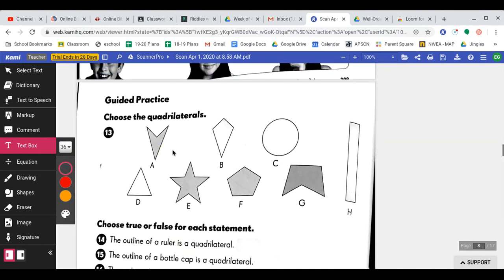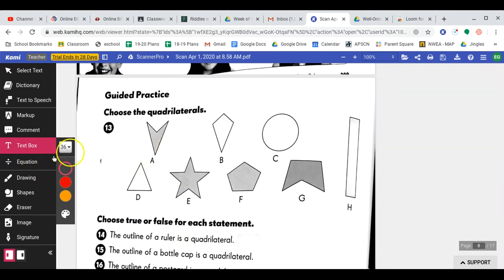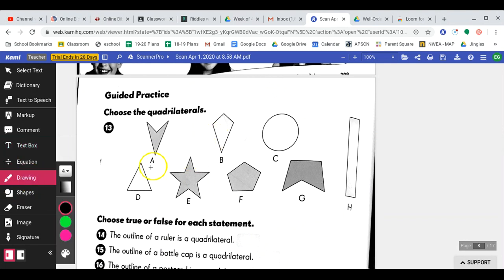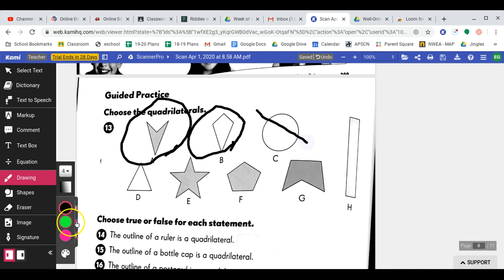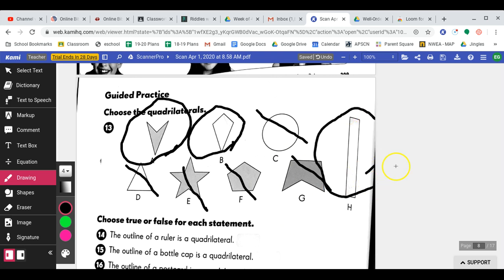On the next page, page 310, it says choose the quadrilaterals. I want you to help me out with this. Is this a quadrilateral? Yes, we don't have a specific name for that kind of quadrilateral, but it is one because we can count the sides and angles and vertices to be 4 each. Is this? Yes. Quadrilateral? No. Is this a quadrilateral? No. This? No. This? Nope. This? Nope. That has 5 sides. It's a pentagon, even though it's an unusual shape. And this one, yes.